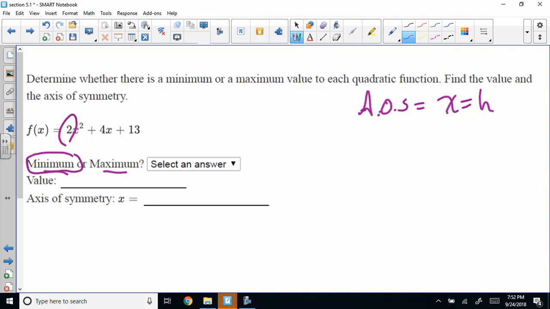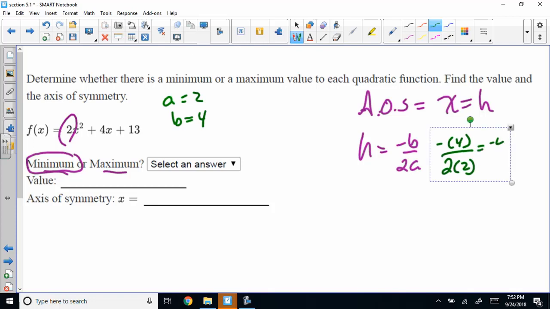Now, I'm not sure about what they want for the value there. Find the value. Oh, h value, I guess. So h equals negative b over 2a. A equals 2, b equals 4. So the value is negative 1, right? The value of h, that would be what they want by the value. And then the axis of symmetry, x equals negative 1, right?